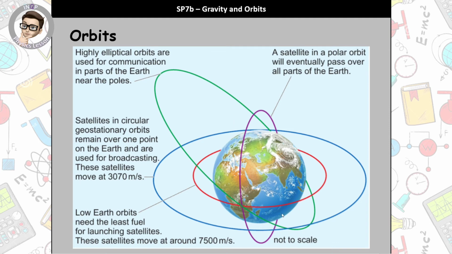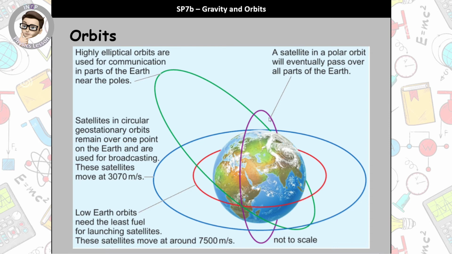And this is what we would call a polar orbit because it is going over the poles and generally used for communication. And that's because you can cover quite a bit of the Earth with it. Okay, so that's not quite a polar orbit, but it's on an angle that's close to the poles.